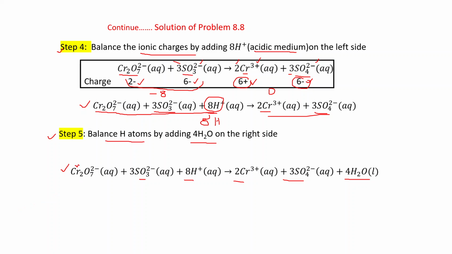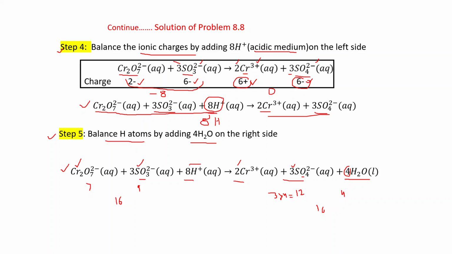Chromium: on the reactant side 2, on the product side 2 chromium atoms are there. Sulfur: on the reactant side 3 sulfur atoms, on the product side again 3 sulfur atoms. Now the oxygen. 7 oxygen are here, and each SO3 2- contains 3 oxygen atoms and there are 3 SO3 2-, that's why 9 oxygen atoms are there. So total oxygen atoms are 16 on the reactant side. On the product side, the total number of oxygen atoms in 3 SO4 2- is 12, because this is 3 into 4. And the water molecules contain 4 oxygen atoms. So 12 plus 4 is 16. Both sides have 16 atoms.